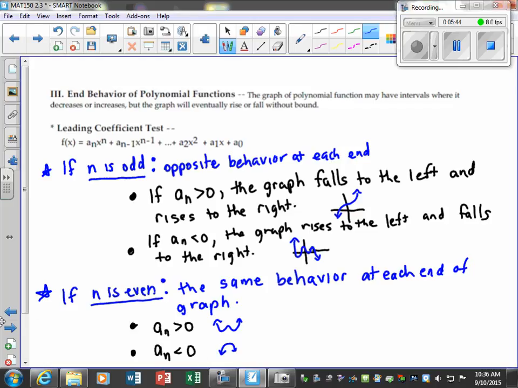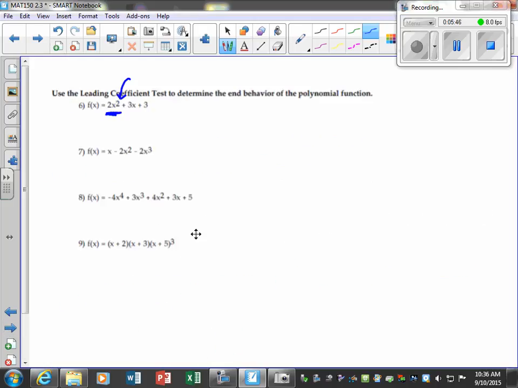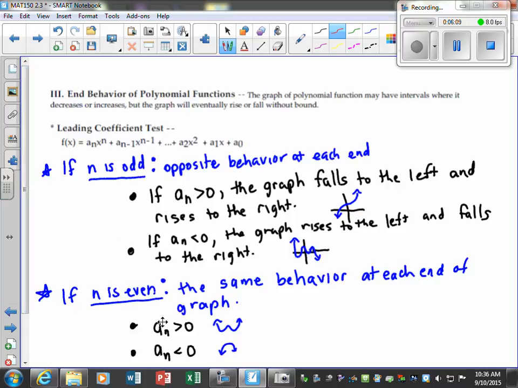So my thought process is they're both either going to be up, or they'll both be down. Now we look at the coefficient in front. This is a positive 2. So if it's positive, a sub n is greater than 0, so we know that they both finish up.